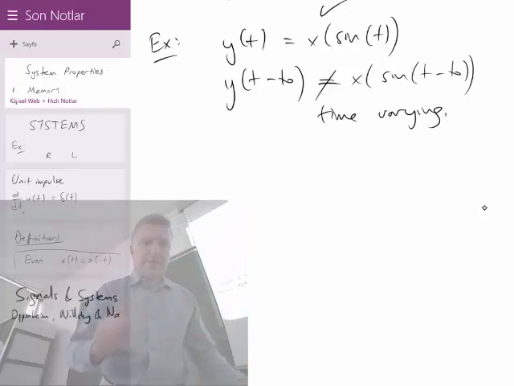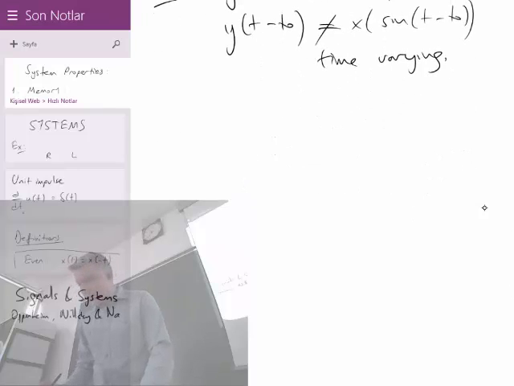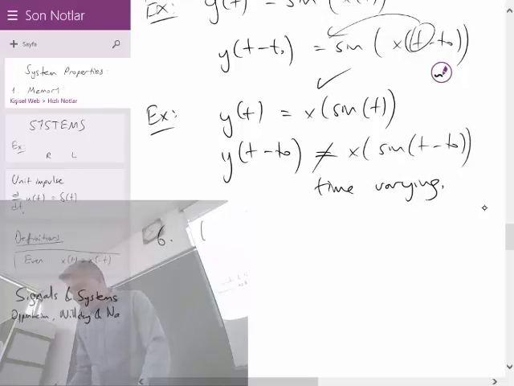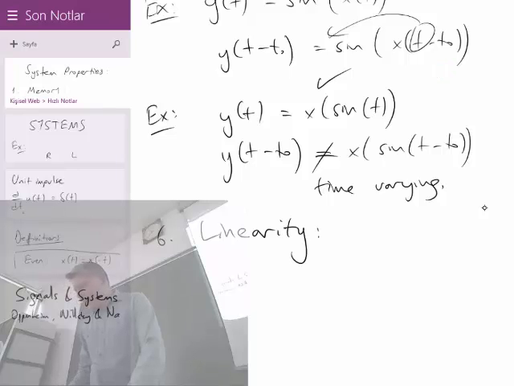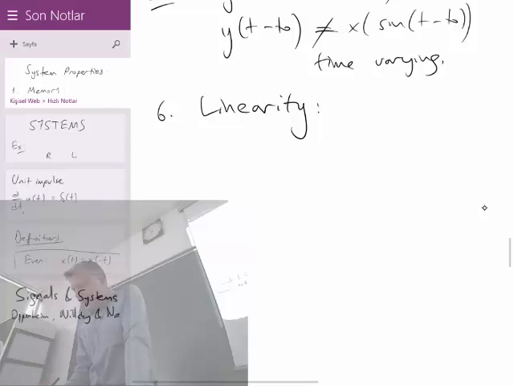Let's see now. Okay, now the last property and the most important again. Is it 6? Well, it's linearity, as I say. Is the system linear or non-linear? A linear system has two cases.